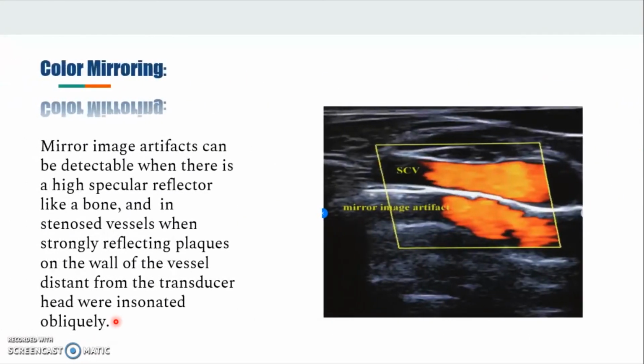We have also color mirroring. It's the same as spectral mirroring. There's a mirror image down from the real image. The mirror image artifact can be detectable when there is a high spectral reflector like a bone. As we can see here, there's a subclavian artery, and then we have the clavicle bone that is a high spectral reflector, and we have the artifact image. It also occurs in stenosed vessels when strongly reflecting plaques on the wall of the vessel distant from the transducer head are insonated obliquely.